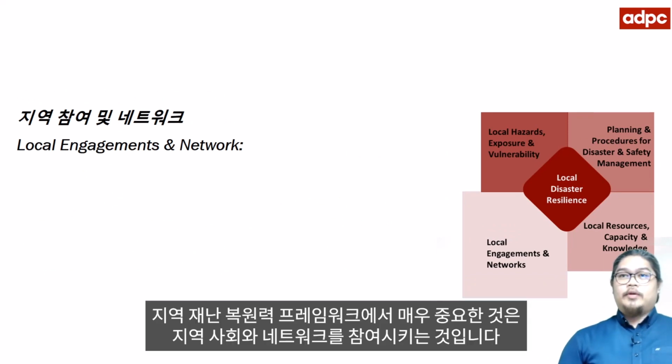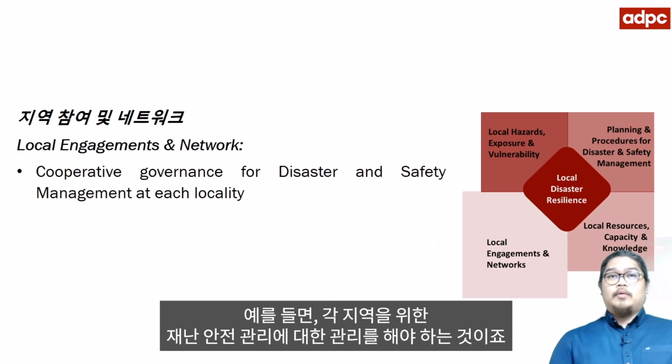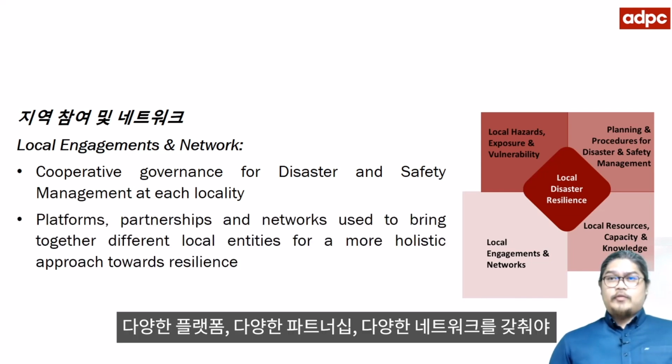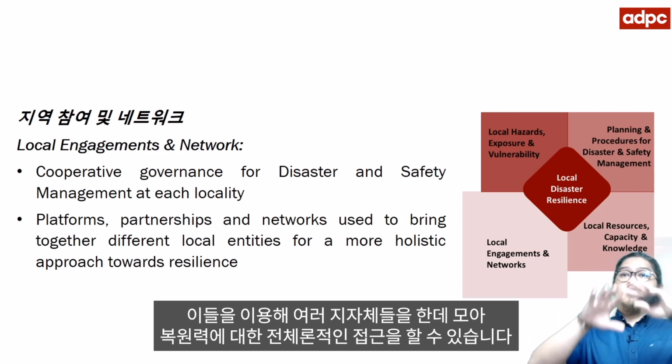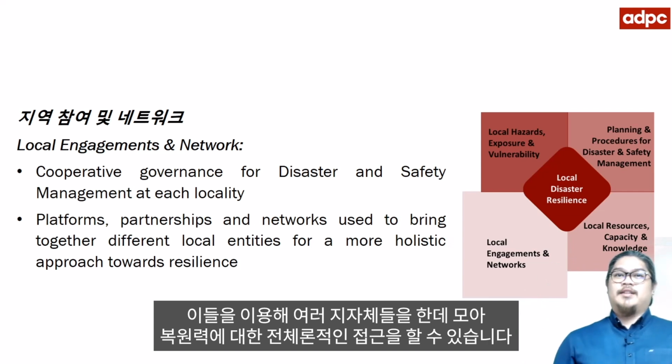What's very important to the local disaster resilience framework is engaging the local society and the networks. For example, our governance has to be around the disaster and safety management for each locality. We have to have different platforms, different partnerships, and different networks so that we can use this to bring together all the different local entities to a more holistic approach towards resilience.